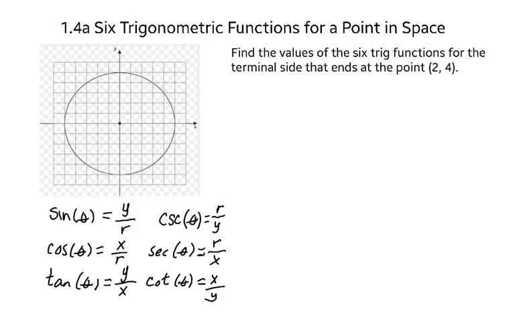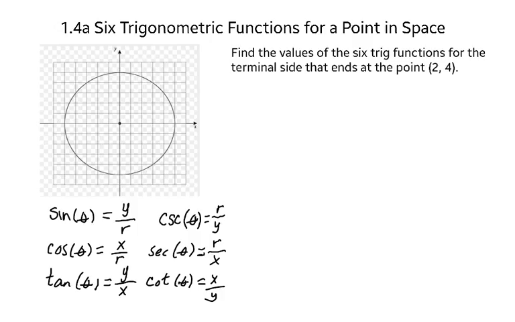That being said, as long as you remember that sine is opposite over hypotenuse, cosine is adjacent over hypotenuse, tangent is opposite over adjacent, and that these features over here, cosecant, secant, and cotangent, are the reciprocals of those, then you're in pretty good shape. You can get yourself to this point.